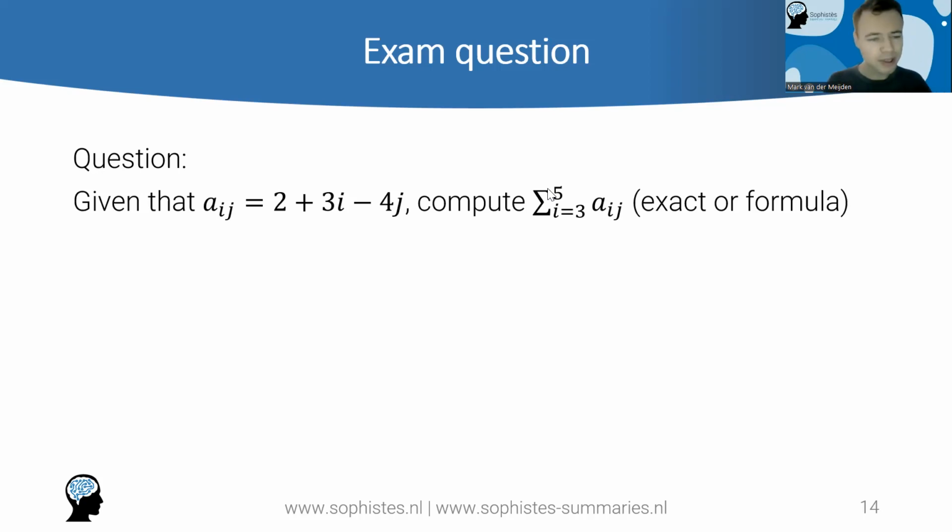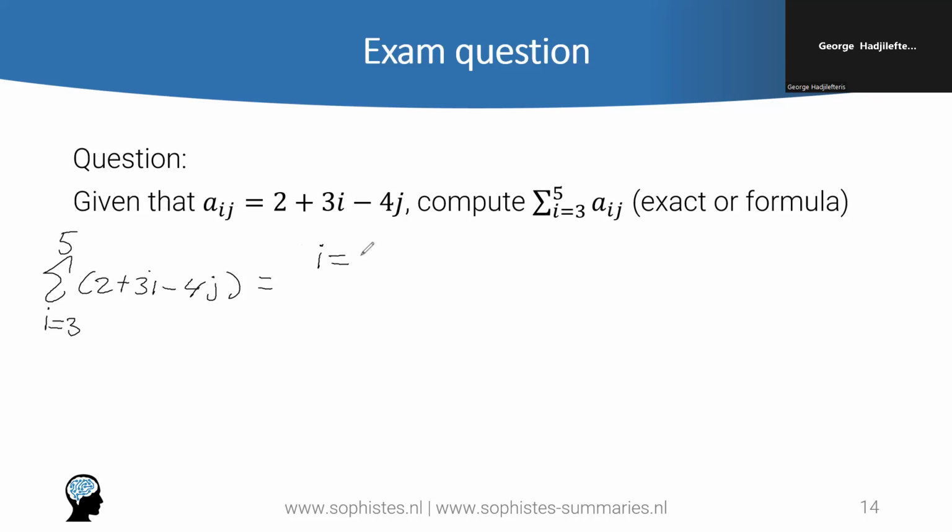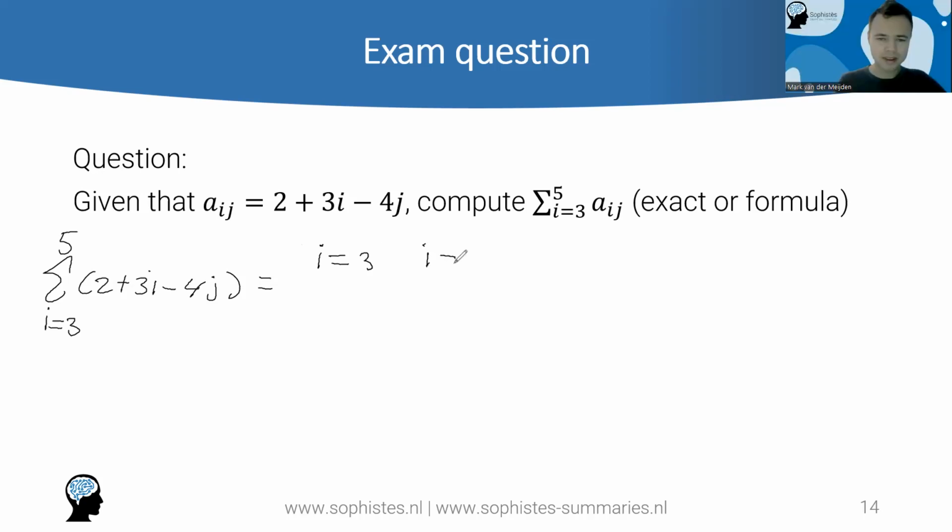George, would you like to do it together? Yes, it's correct. No, it's not correct, but we will look at what went wrong. So maybe we can just go through the steps. So 2 plus 3i minus 4j. Okay, what's the first value that i will be? 3, yes, and then it will be 4, and 5. 4. Yes.